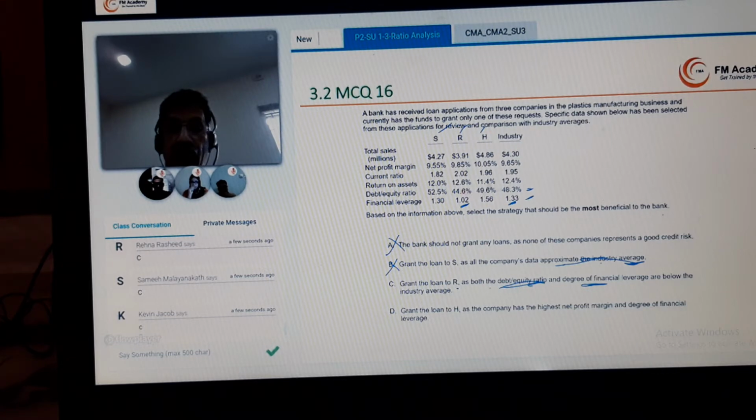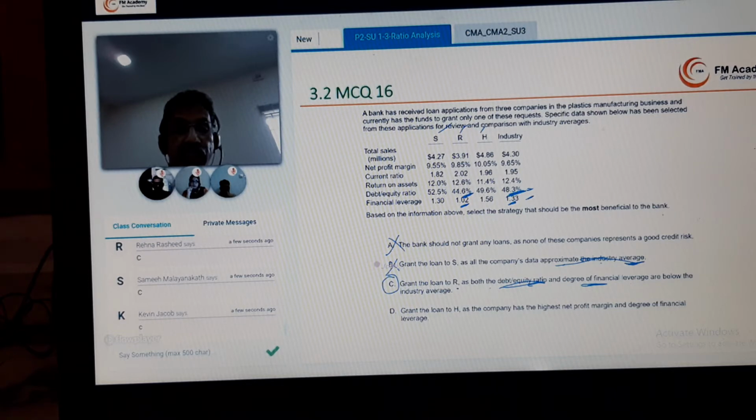Then the industry average debt proportion is 48.3. R is having only 44.6. That's the least among them. Those are very pertinent ratios. There is no doubt that this is correct, right? C is the answer. But what is the other pertinent ratio?